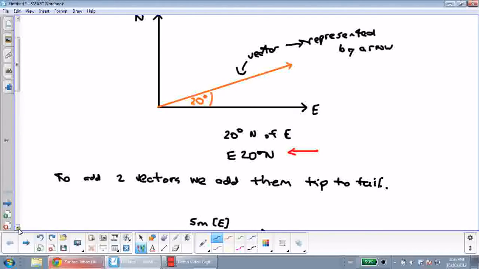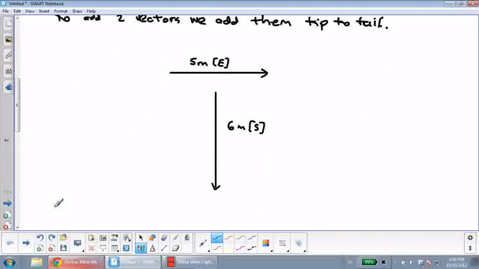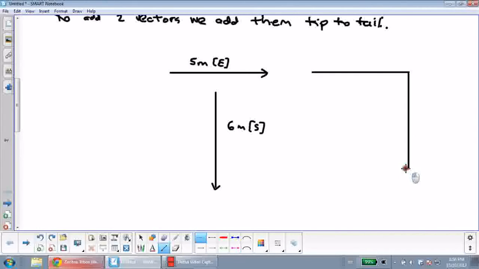I'm going to show you what I mean now with a little example. Here's two vectors. Say something travels 5 meters towards the east and then travels 6 meters to the south. Okay, so I've drawn my two vectors. Now I need to add these two things, so I am going to draw them tip to tail. So I'm going to do that over here. It does not matter which one I start with. I'm going to draw that guy, and then I am going to start the next one. At the tip of the first one, I'm going to attach the tail of the second guy.